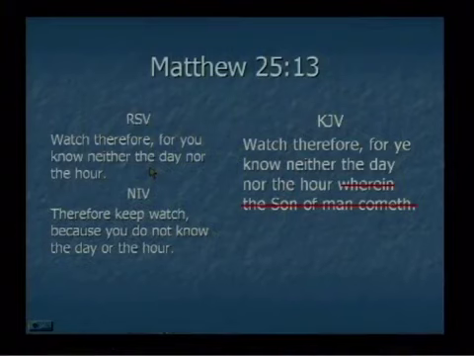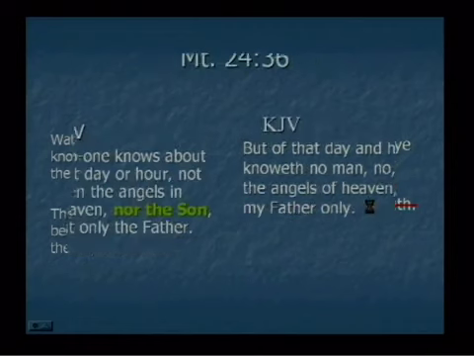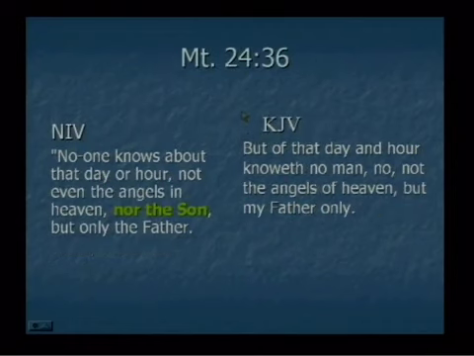So which one is even the more logical one? Obviously this one. So now please note that in this one you know neither the day nor the hour of when the ice cream man will come along or whatever. But in this one, it's important, wherein the Son of Man cometh. Now let's go a little bit further. Notice what the NIV does in Matthew 24:36.